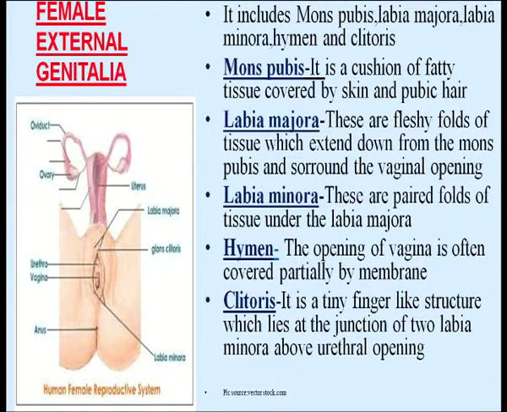Hymen, the opening of the vagina is often covered partially by a membrane which is called hymen. Clitoris, it is a tiny finger-like structure which lies at the junction of two labia minora above the urethral opening. This was all about female external genitalia.